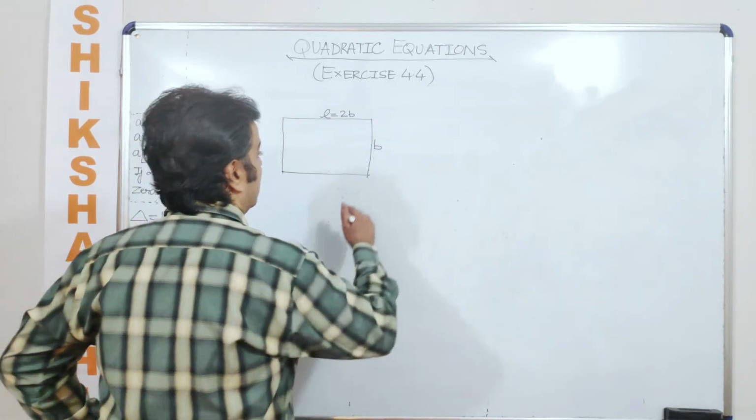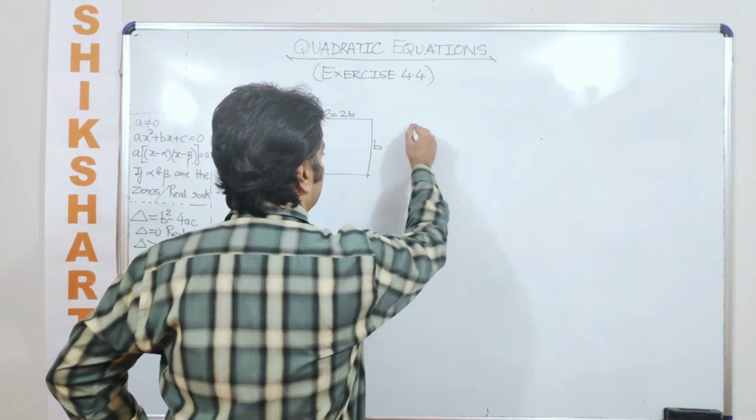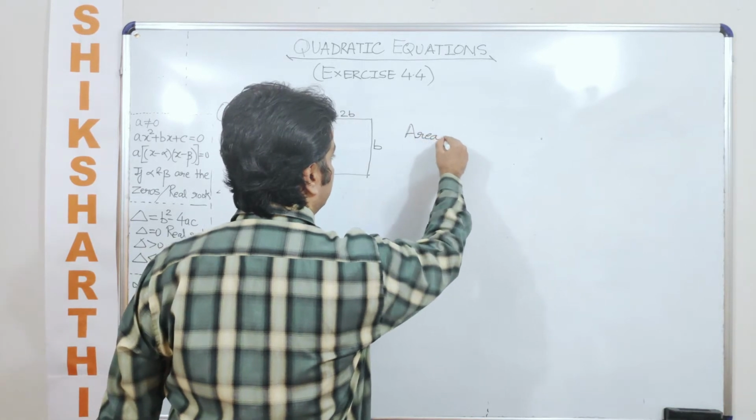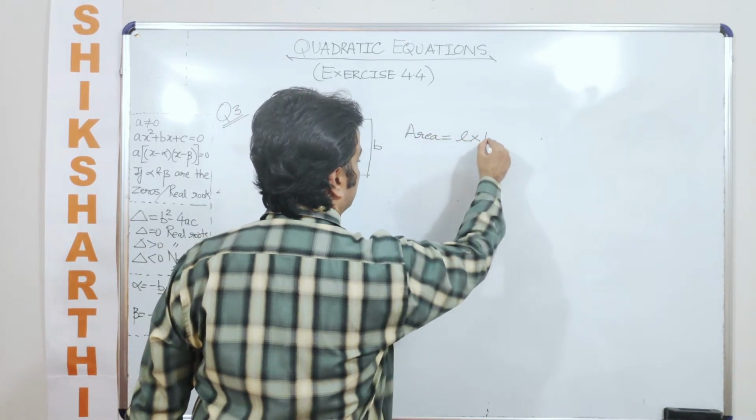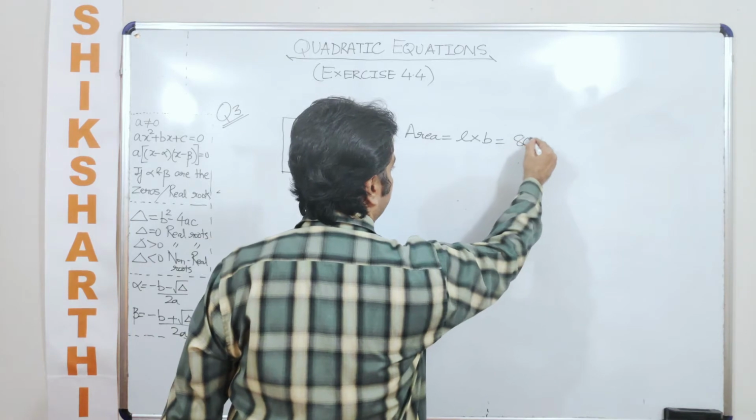Okay, now the area of a rectangle is nothing but length into breadth, which is given as 800 meters square.